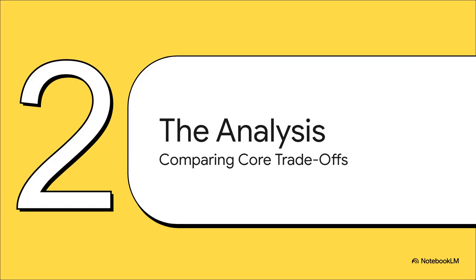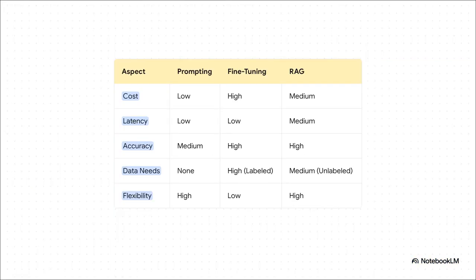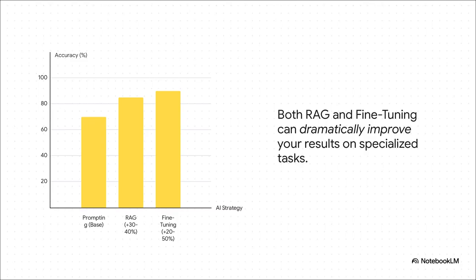Okay, we know what they are. Now let's put them head to head. This is where we really get into the nitty-gritty, comparing the trade-offs in cost, speed, accuracy, and all that good stuff. This is where the rubber meets the road. This table right here lays it all out perfectly. Prompting? It's cheap, it's fast, it's super flexible, but you might take a hit on accuracy. Fine-tuning? That's your ticket to top-tier accuracy, but it's expensive and not very flexible. Once it's trained, it's pretty much set in stone. And then you've got RAG, sitting in that sweet spot right in the middle, giving you a great balance of high accuracy and high flexibility for a medium cost. Okay, let's actually see what that accuracy difference looks like.